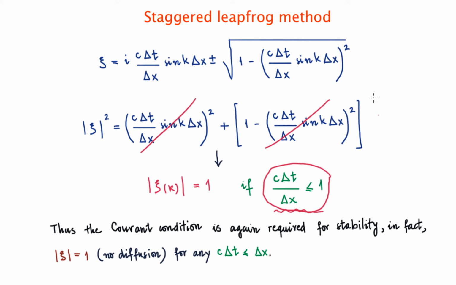So considering a finite difference representation to be second order accurate both in space and time, we get the staggered leapfrog method. And as we have seen here, this method is more stable. It's stable if it satisfies the Courant condition, and consistent as well.